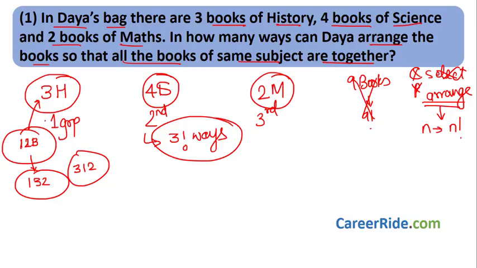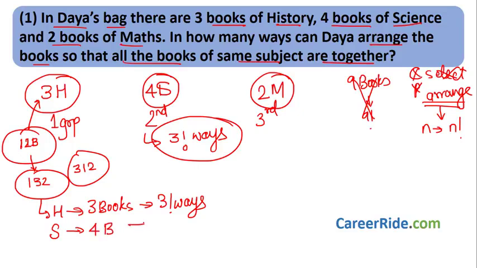So in the group there are 3 books. In how many ways can these 3 books be arranged within themselves? For the history group, there are 3 books, so these can be arranged in simply 3 factorial ways. For the science group, there are 4 books of science which can be arranged in 4 factorial ways. For the maths group, there are 2 books within the maths group which can be arranged among themselves in how many ways? 2 factorial ways.